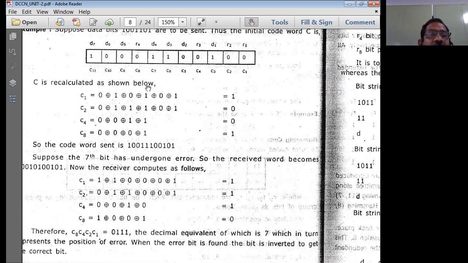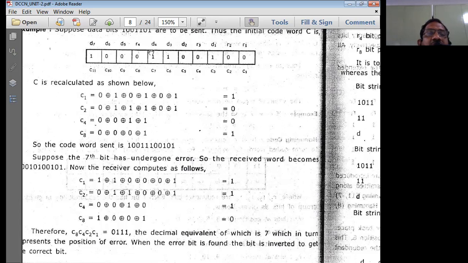The 7th bit has undergone an error. In that case, what does the received word become? How does the received word normally become? It should be something like 1 0 0 1 1 ... Which is the 7th bit? 0, 1, 2, 3, sorry. The 7th bit means 1, 2, 3, 4, 5, 6, 7th bit.